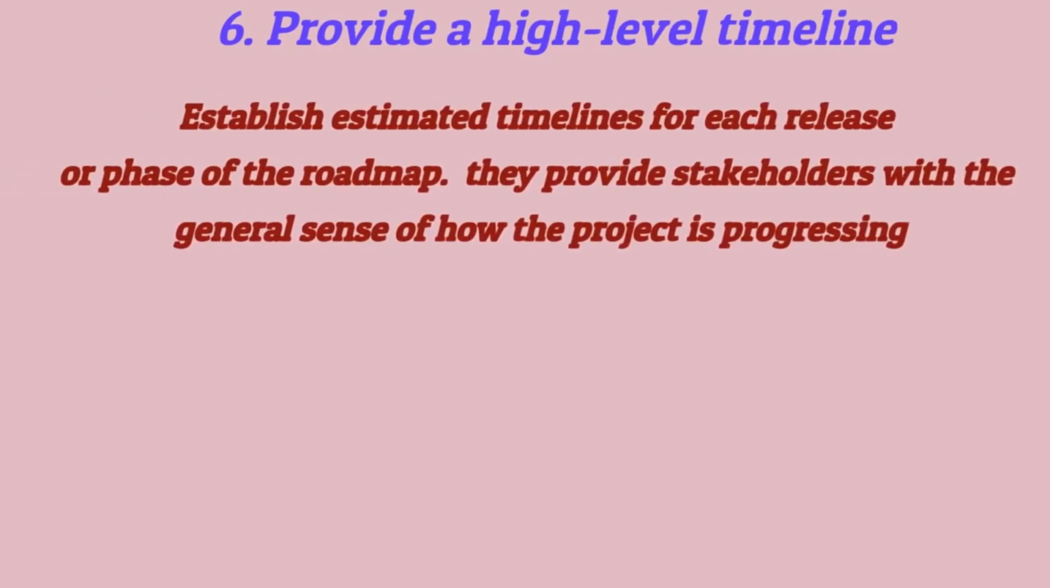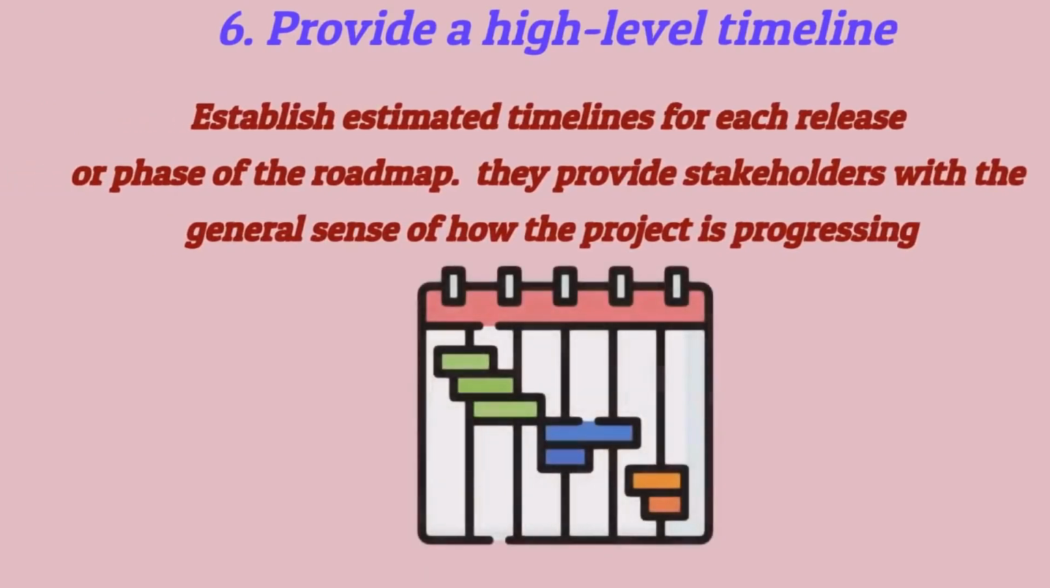Step 6. Provide a high-level timeline. Establish estimated timelines for each release or phase of the roadmap. Despite the fact that these timelines are subject to change, they provide stakeholders with a general sense of how the project is progressing and help them understand and expect when the development will end.